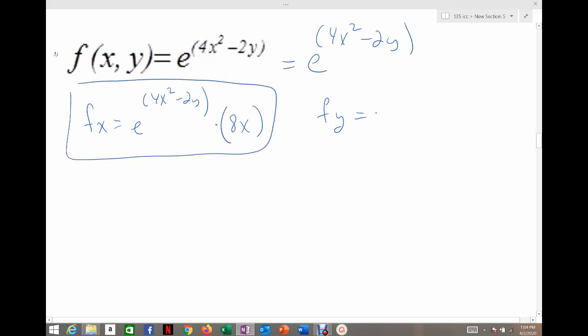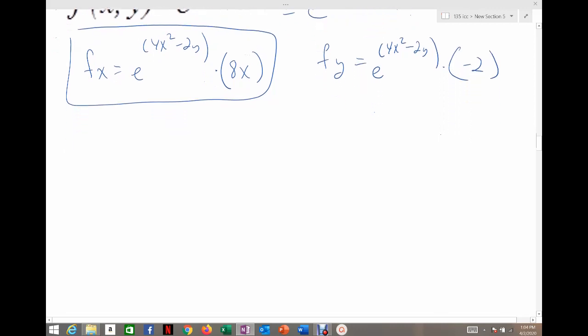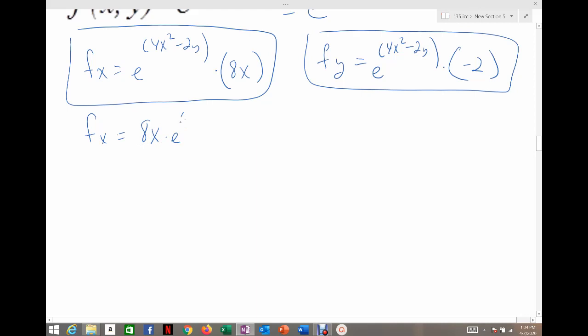And now with respect to y. So e first times the derivative of the y part, which is a negative 2. The negative 2, it's up to you if you want to leave it like that or you can rewrite it. I think it's easier if they're rewritten with the e term last. So I'm going to rewrite it, but again, you don't have to. 8x times the e term, and then f sub y, which is negative 2 times the e term.